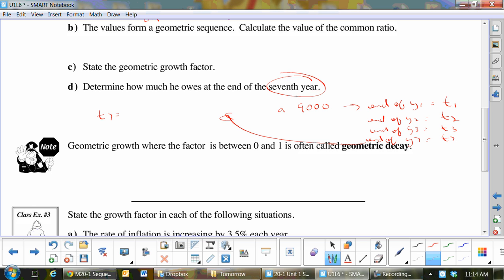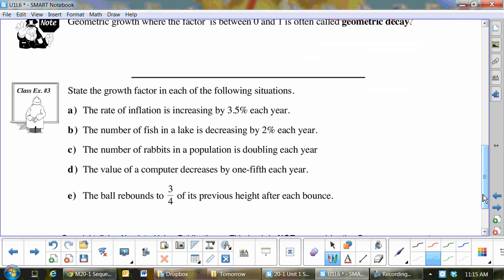T7 equals A is 9,000 times R, which is 0.9. I'll even put 0.90 to show 90%, to the 6, or 7 minus 1. And that works out to be 4782.97. Okay, let's just do these just so we can learn how to do this.